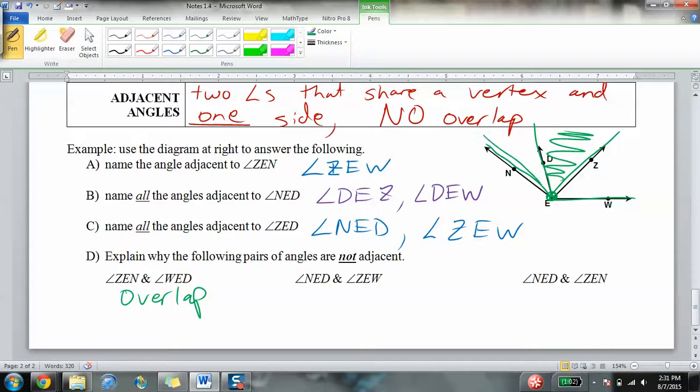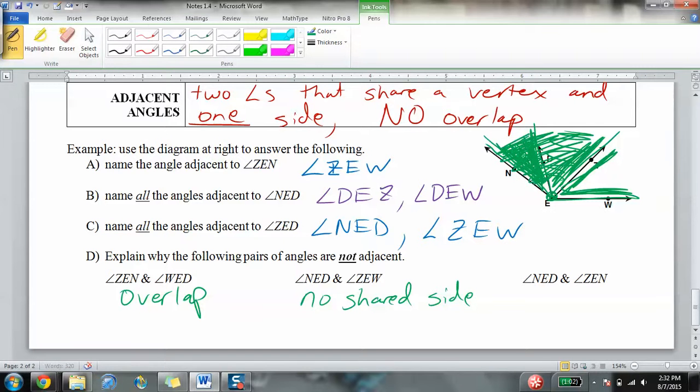Angle NED, if I'm talking about this angle, and ZEW, this angle right here, those don't overlap, however, they do not have a shared side, which is a requirement for adjacent angles. And last one, NED, which is this angle in here, and ZEN, which would be this angle, all of this right here, which would mean I would have overlap in here. So that would not work because those angles overlap.